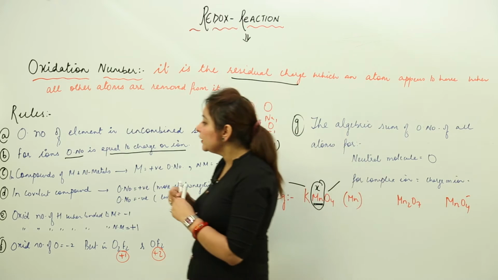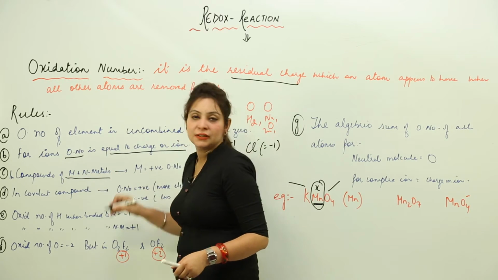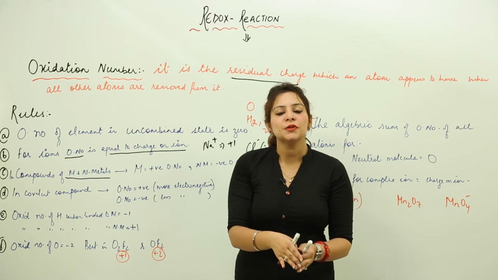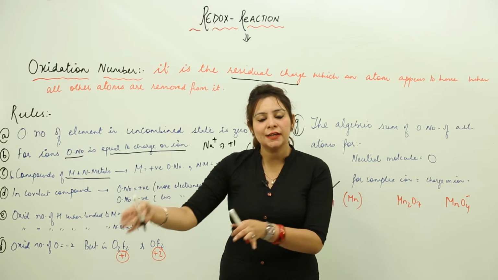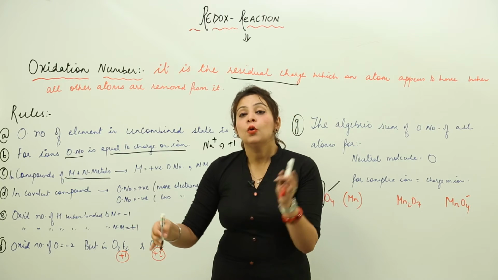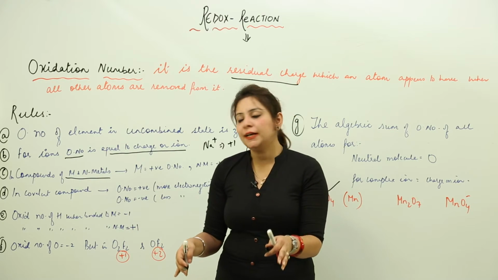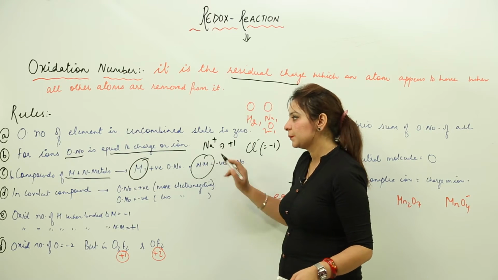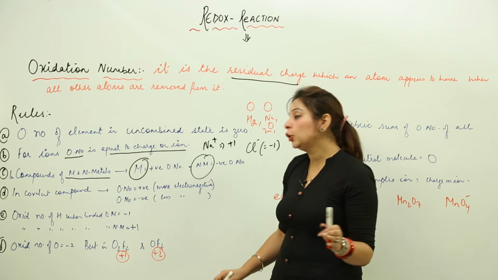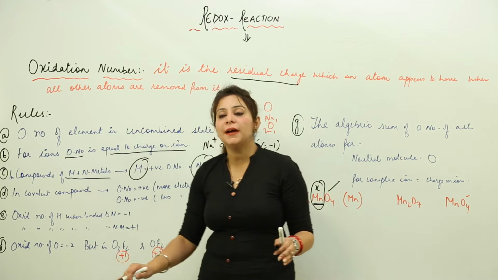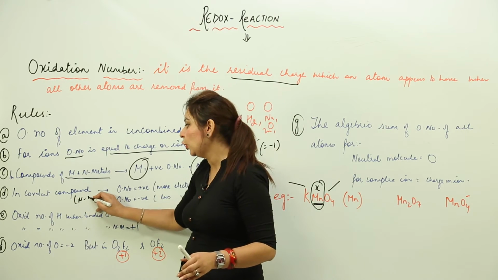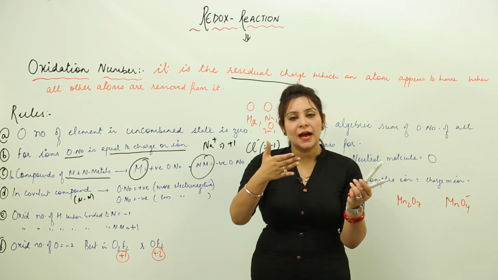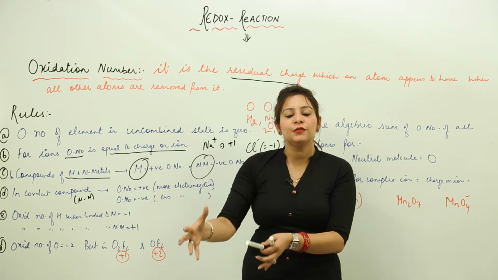Third, for ionic compounds, that is, compounds formed between metals and non-metals, one is going to possess the positive oxidation state and the other the negative. Obviously the metals are positive, and the non-metals negative. And if we talk about covalent compounds, which are formed by the combination of non-metal and non-metal, there also we need one atom with a positive oxidation state and another with a negative.